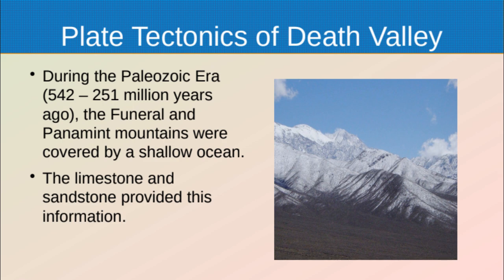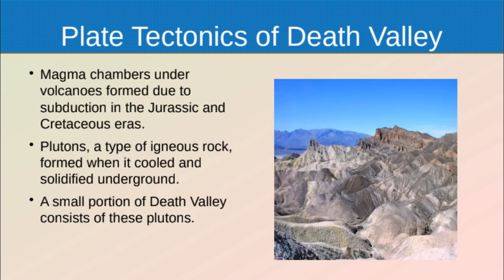During the Paleozoic era, approximately 542 to 251 million years ago, the Funeral and Panamint Mountains were covered by a shallow ocean. The limestone and sandstone provided this information. Magma chambers under volcanoes formed due to subduction in the Jurassic and Cretaceous eras. Plutons, a type of igneous rock, formed when it cooled and solidified underground. A small portion of Death Valley consists of these plutons.